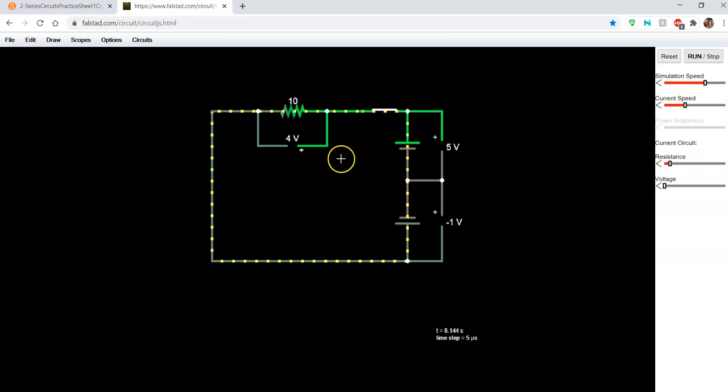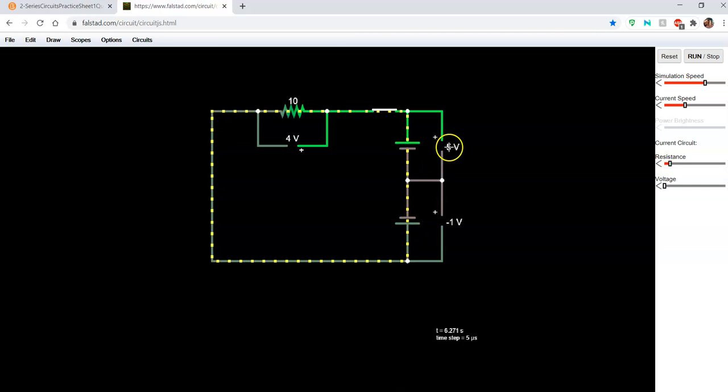Okay? So they are connected in a sequence which is called subtractive polarity. So the voltages on both batteries are being subtracted.